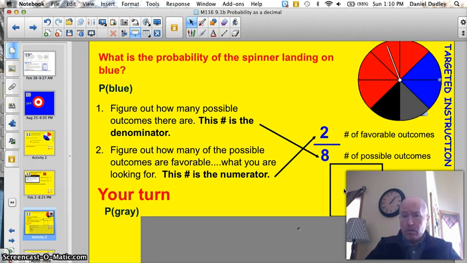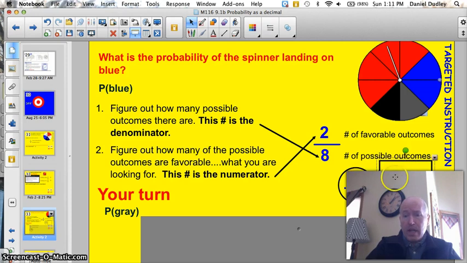Now, we could reduce that if you want to, but you don't necessarily have to. You can just put 2 divided by 8 into your calculator, and you're going to get 0.25. That is the decimal. If you simplified it and did 1 divided by 4, it would also be 0.25. So instead of simplifying tonight, we're just going to pop them into the calculator and get the decimal.